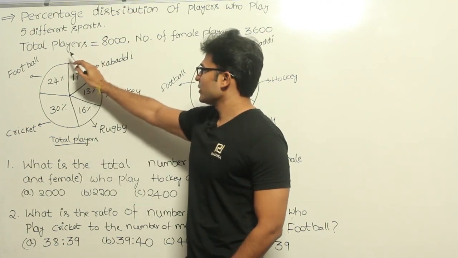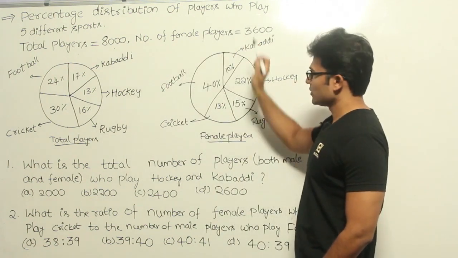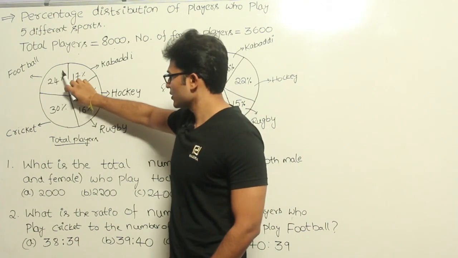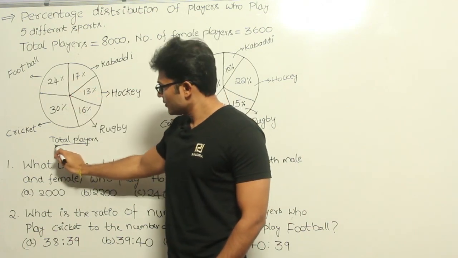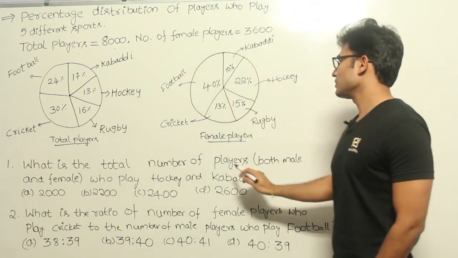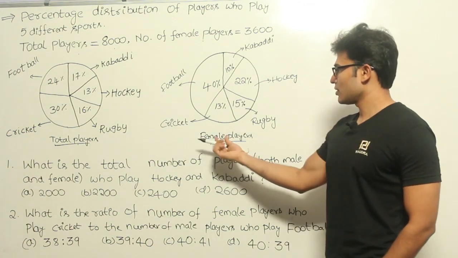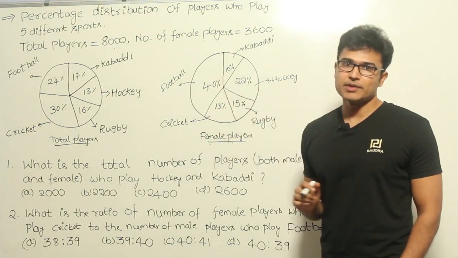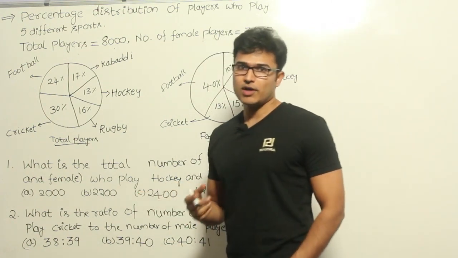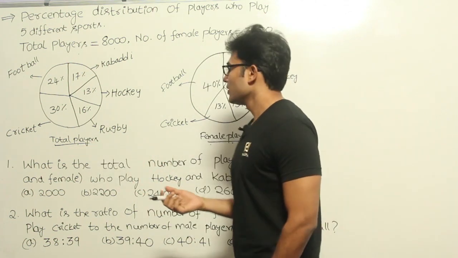Now they have given that the total number of players is 8000 and the number of female players is 3600, and this particular pie chart contains the information about the total number of players, and this particular pie chart contains the information only about the female players, right? And it is not given how many male players there are or the distribution of the male players. So what we are supposed to do is, in case the question is about finding out the male players, then from the total players you just subtract it. Okay, now let's see the question.